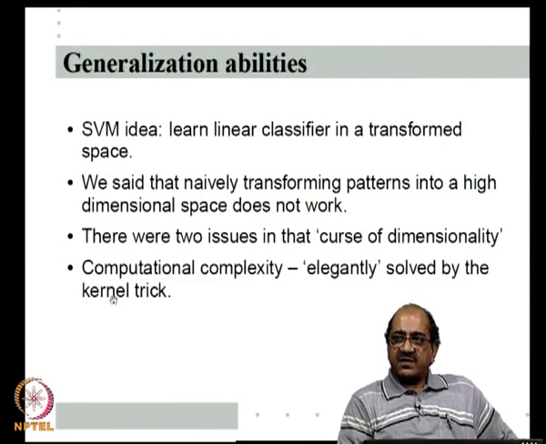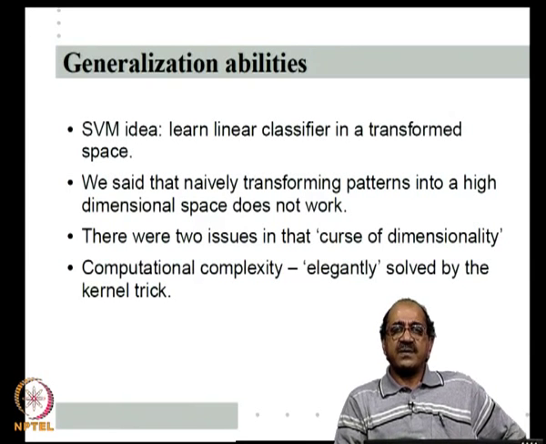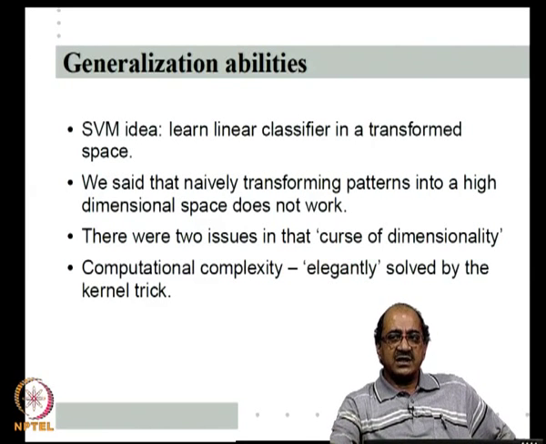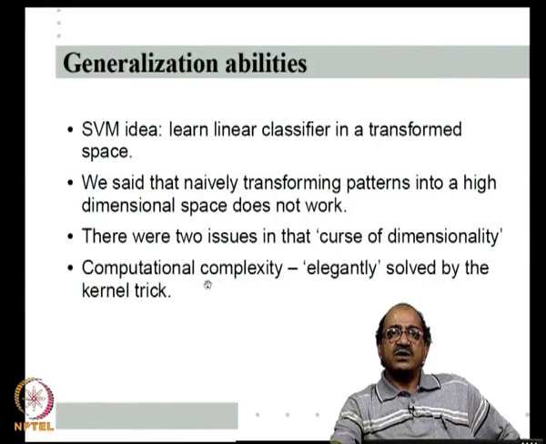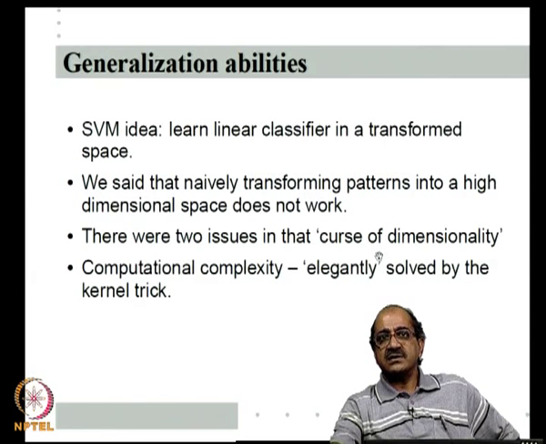This is elegantly solved by the kernel trick. By using the kernel function and solving the optimization problem in the dual, by choosing an optimal hyperplane, we never need to actually compute the transformation. We never need to compute the inner products in the high dimensional space. So, the computational complexity issue is elegantly solved by the kernel trick.